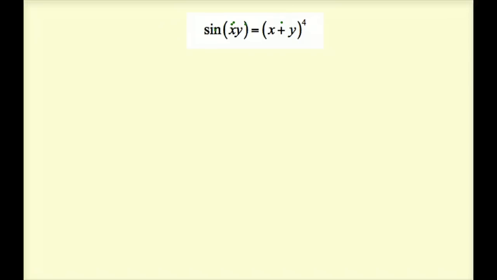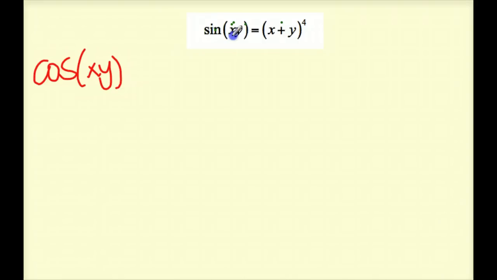So if I take a look at the left-hand side, it's a trig function, so I need to take the derivative of the word. So the derivative of sine is cosine times the stuff, so my stuff is xy, times the derivative of the stuff.